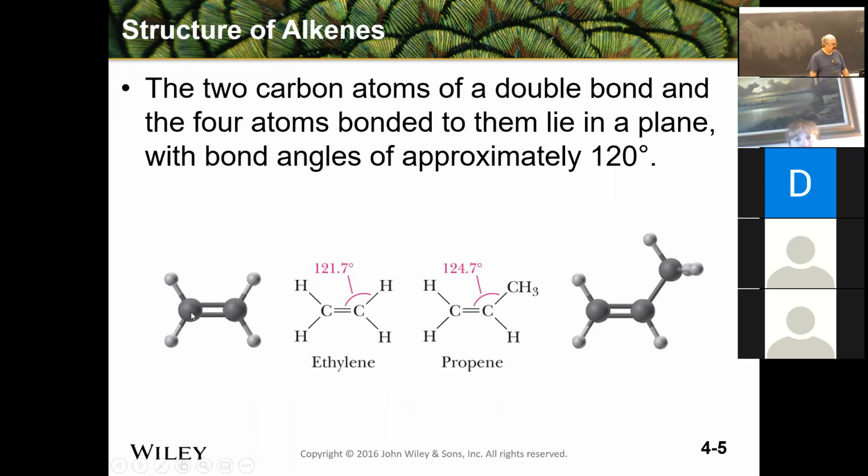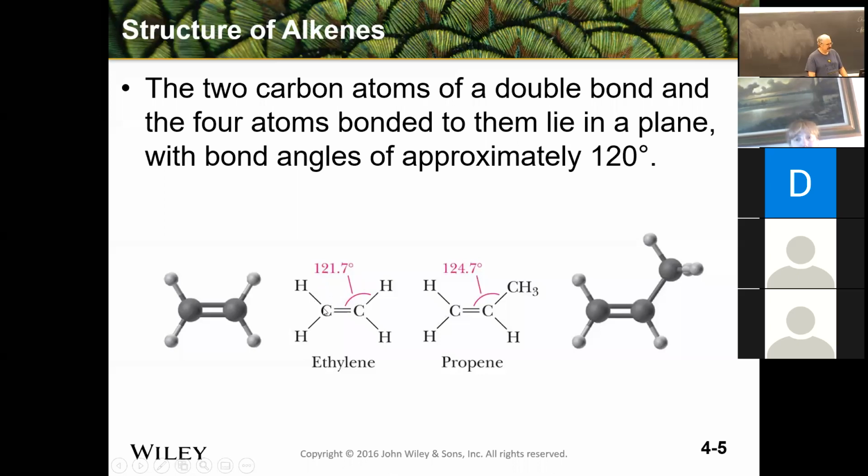Okay, this is the simplest alkene, which is ethylene or ethene, and this is propene, a 3-carbon alkene. Each carbon is sp2 hybridized, so it's trigonal planar. In ethylene, all 6 of these atoms are in the same plane. Bond angles are approximately 120.